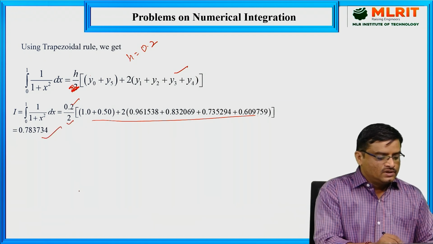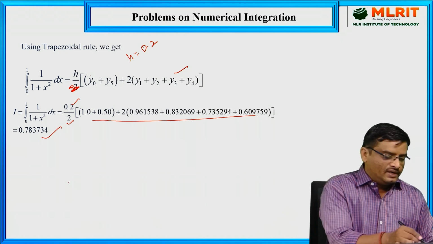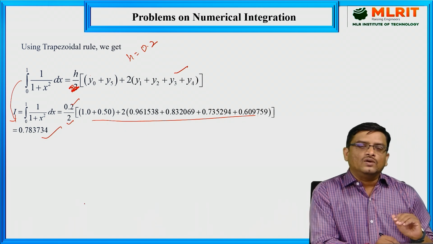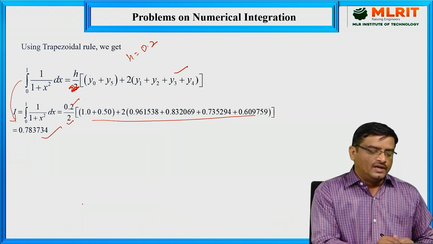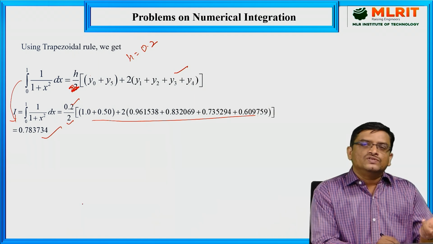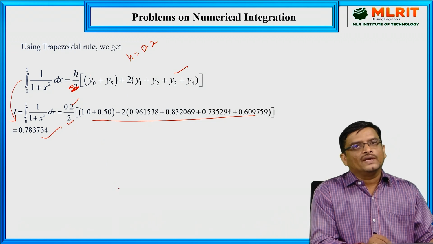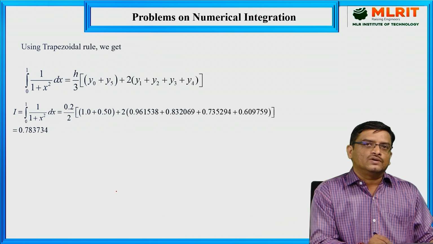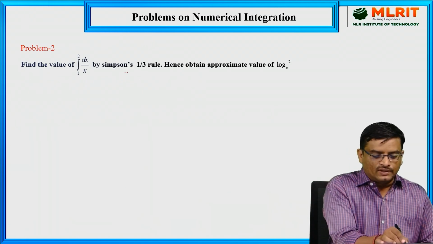We will get our required integral value here, 0.783734. This is our integral value, approximate value here. So whatever the value we get by using our standard integral formulas, we can call it an exact solution. And whatever the solution we get by using numerical methods, we will get approximate solution. So this is our approximate solution here. So this is the way how we can apply this trapezoidal rule and get the integral values using trapezoidal rule here. Now we will take another problem by using Simpson's 1 by 3rd rule.